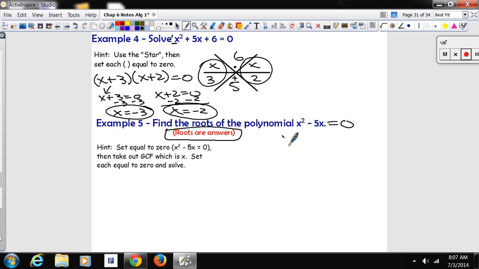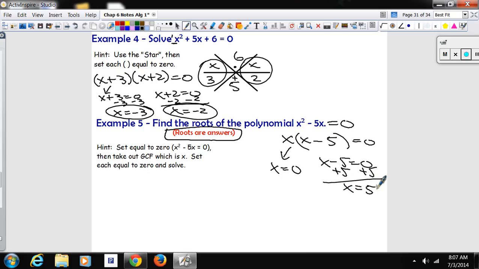Let's take out the GCF, like they said, x. So x comes out, you're still going to have one of the x's. If you take an x out of there, it's just going to be minus 5. So set them both equal to 0. x minus 5 equals 0, and then add 5. x equals 5. So 5 and 0 would be your two answers.